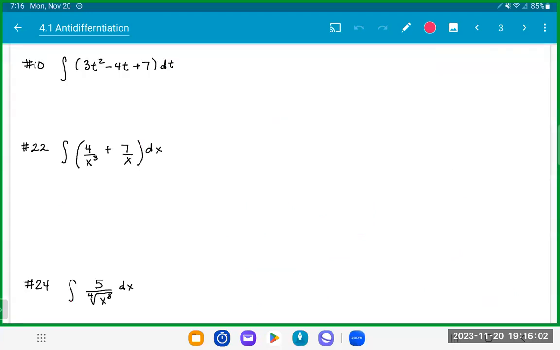All right, so now let's look at a little bit more complex one. Again, this one would be like saying the integral of 3t squared dt minus the integral of 4t dt plus the integral of 7 dt, right? So we can break this down into all of these. So what derivative do I need that would give me this 3t squared?